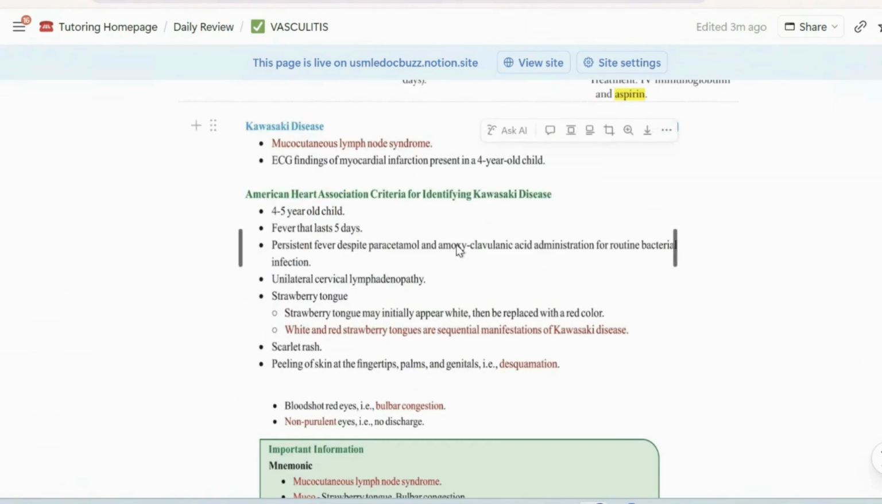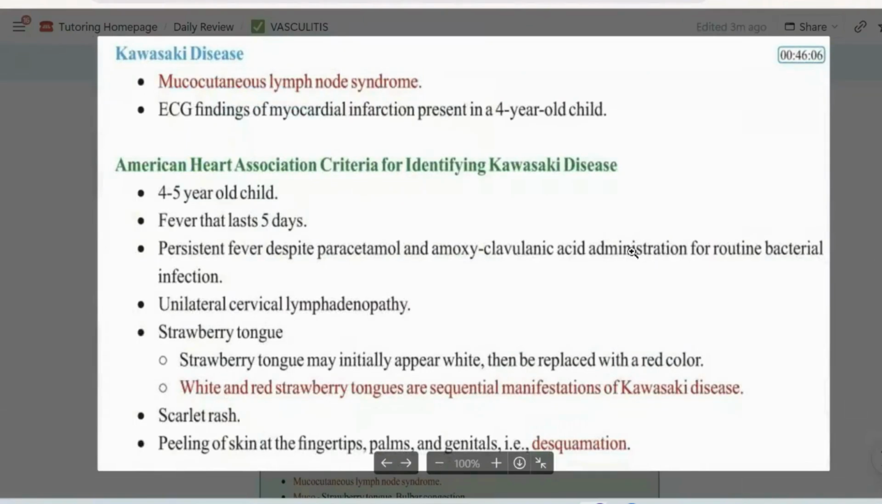And just to review some points here, let's just see. So American Heart Association, a 4 to 5-year-old child, fever lasts 5 days. This is an important point. Okay, fever persisting for greater than 5 days, right? And then you're showing up with the classic symptoms of Kawasaki disease. It's definitely Kawasaki.